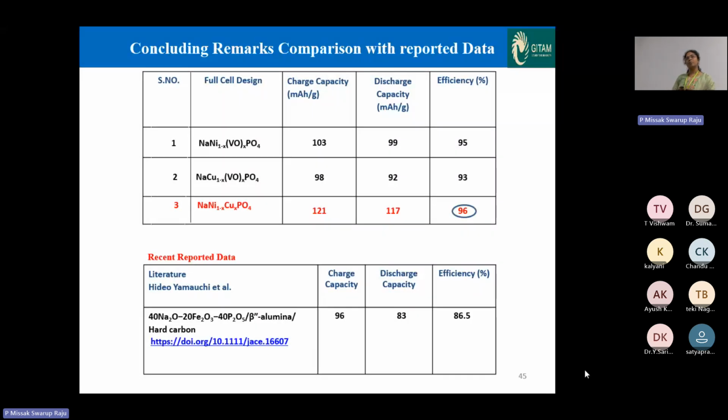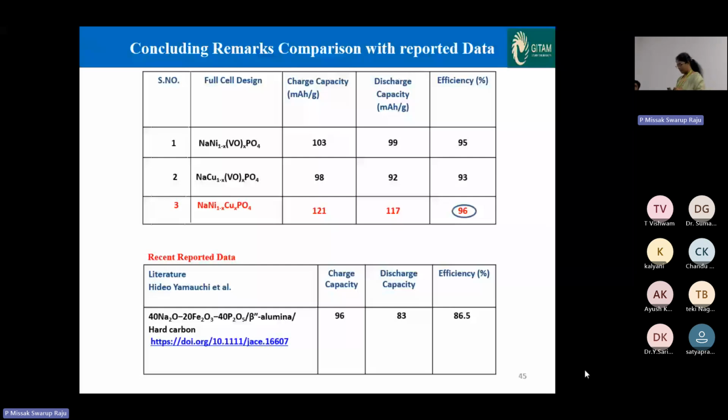So this sample is compared with the recently reported data. In that one, the efficiency reaches up to 86.5%, charge capacity 96 and discharge capacity 93. But in my work, the charge capacity, discharge capacity and efficiency are higher. So compared to that, the nickel copper combination is better than the reported data.